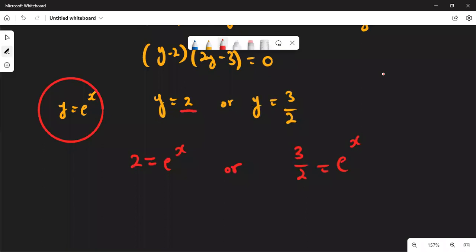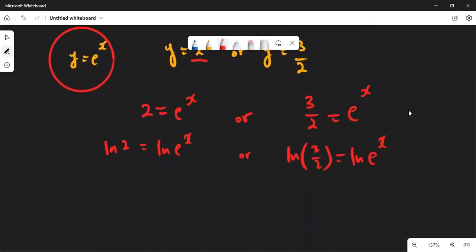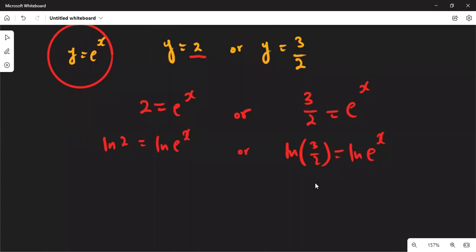So how can we get the value of x here? You know that whenever you're given e, we can introduce ln on both sides. So this is going to be ln 2, which is equivalent to ln e to the exponent of x. Or in this case, we're going to have ln 3/2, which is equivalent to ln e to the exponent of x. Knowing that we can drop these exponents, we've got an exponent of x here, so it's going to be ln 2, which is equivalent to x ln e, and this will be ln 3/2, which is equivalent to x ln e.